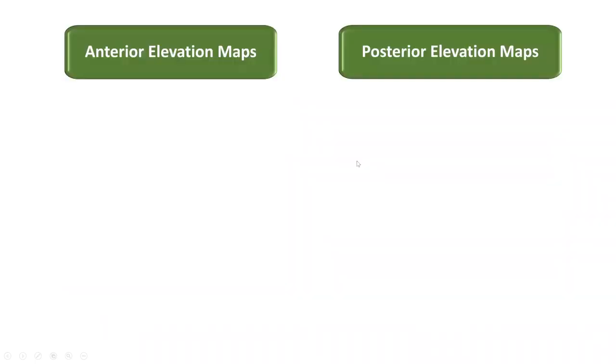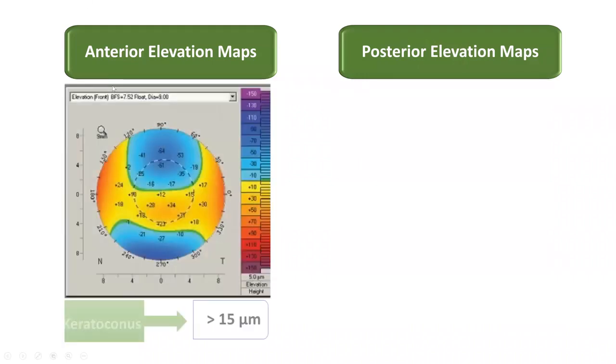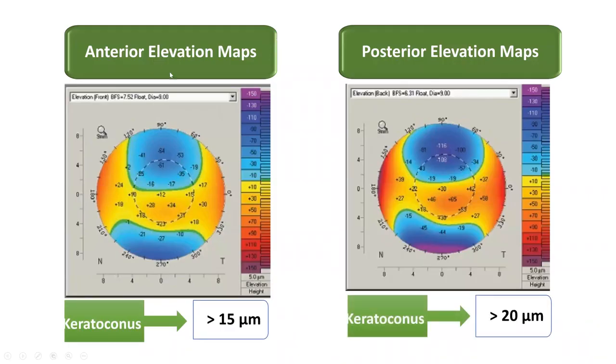So what are the normal values and the abnormal values? We have two maps: the anterior elevation maps and the posterior elevation maps. In the anterior elevation maps, you can see here that the best fit sphere is 7.5. When you check the values of the central 4 millimeters, which are more concerning, if they are more than 15 microns, then this is considered suspicious for keratoconus. In the posterior elevation maps, if it is more than 20 microns, then again this is considered suspicious for keratoconus.